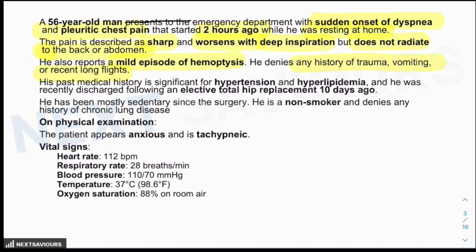Now, his past medical history is significant for hypertension, hyperlipidemia, and he was recently discharged following an elective total hip replacement 10 days ago. Now, he has been mostly sedentary since the surgery, and he is a non-smoker and denies any history of chronic lung disease. On physical examination, the patient appears anxious and tachypneic with a raised heart rate, raised respiratory rate, near normal blood pressure. The temperature is also normal, but there is a low oxygen saturation.